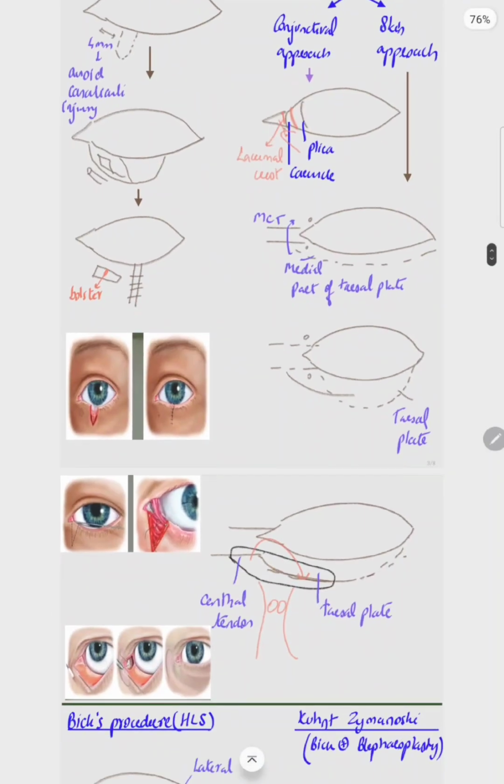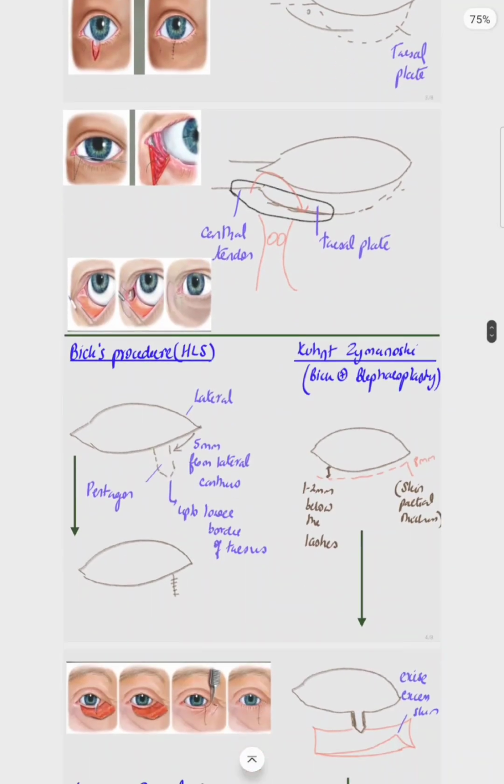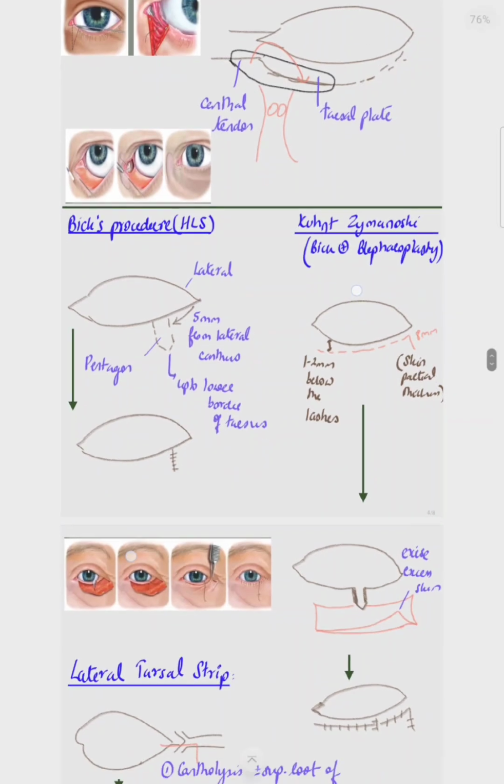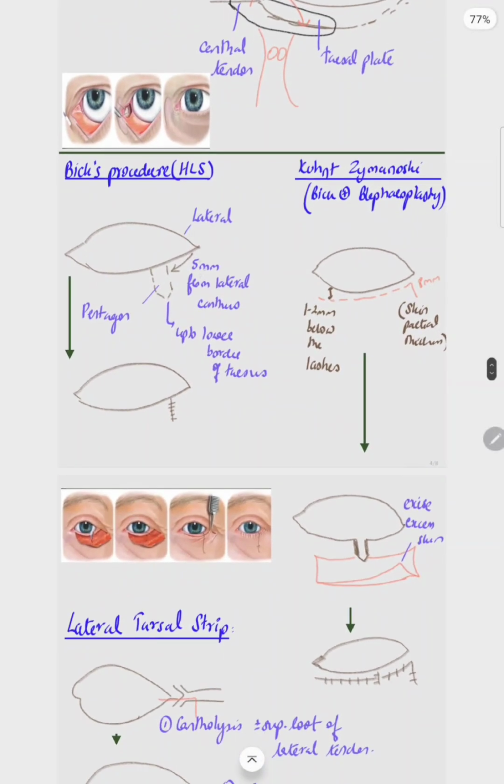In case the entire eyelid is involved and it is without excess skin, then we do a horizontal lid shortening, also known as Bick procedure. Here, 5 mm from the lateral canthus, we make a pentagon incision up to the lower border of the tarsus and then we suture it.